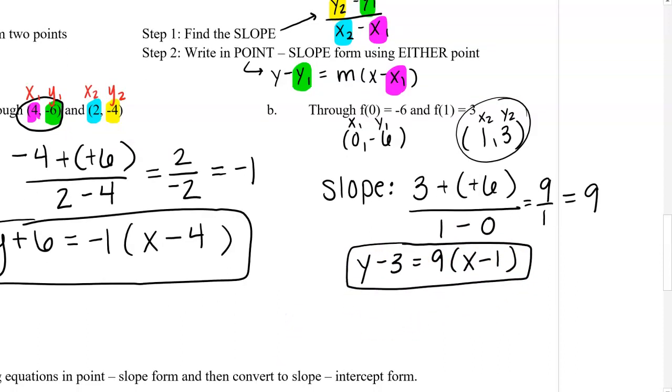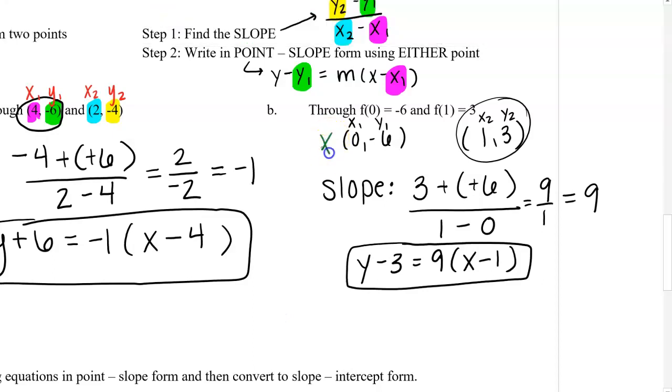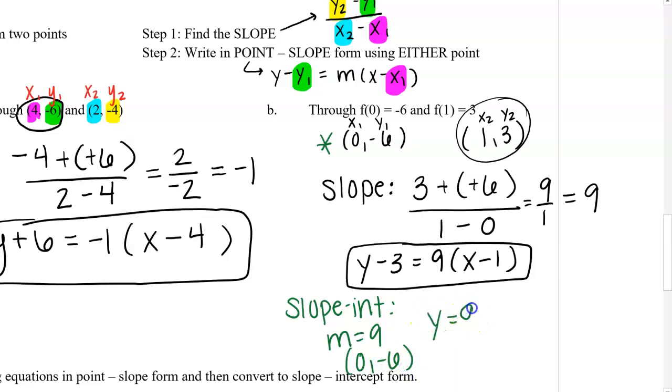You might have also noticed that this equation is in point slope form, but you might have noticed that we have 0, -6. That would be a y-intercept. So if you notice that, you can actually jump right to slope-intercept form with a slope of 9 and a y-intercept of 0, -6, and say that your equation is y equals 9x minus 6.